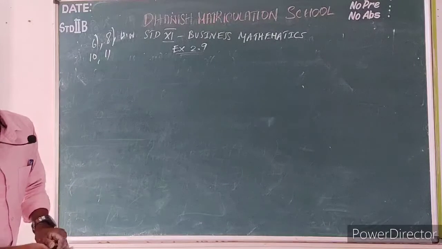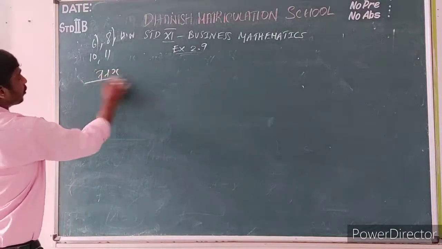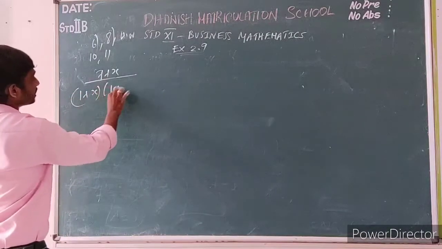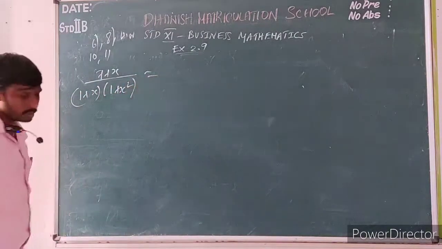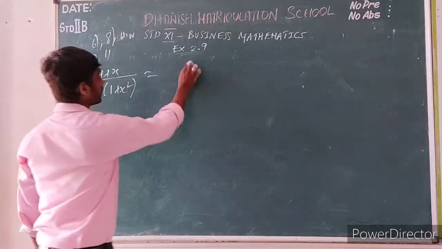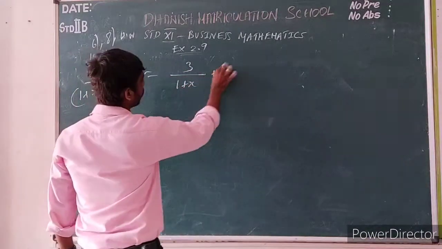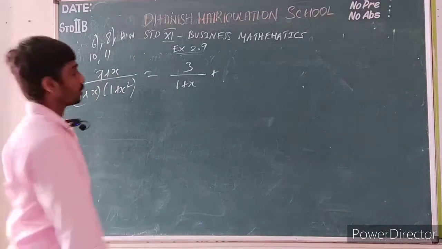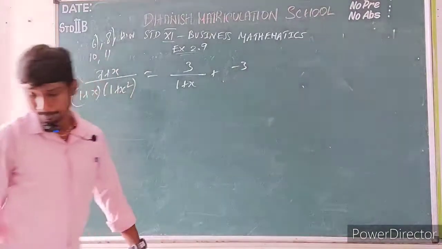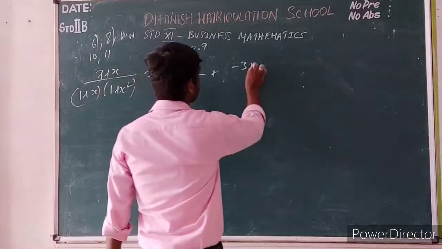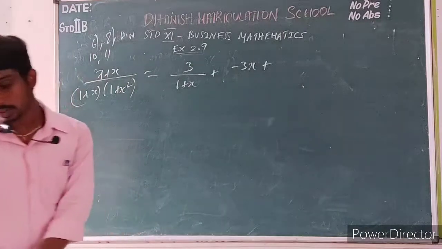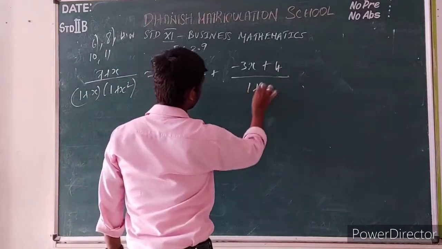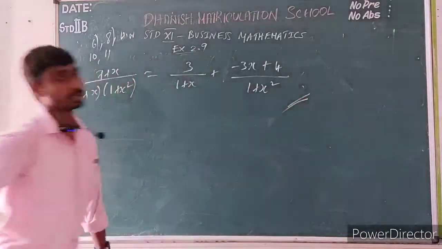7 plus x divided by 1 plus x into 1 plus x square equals, the a value we found is 3, into 1 plus x, that is 3 over 1 plus x, plus bx plus c. The b value we found is minus 3, and the c value is 4. So minus 3x plus 4 divided by 1 plus x square is the answer for this question.